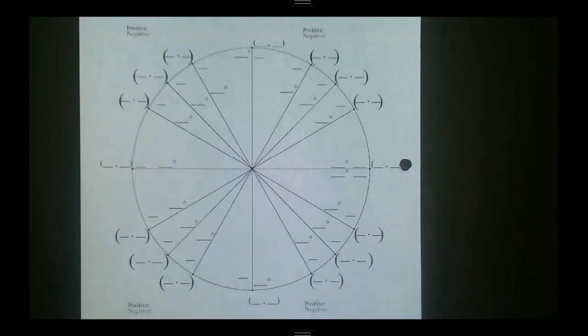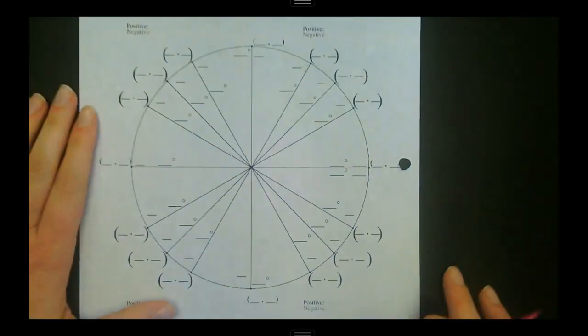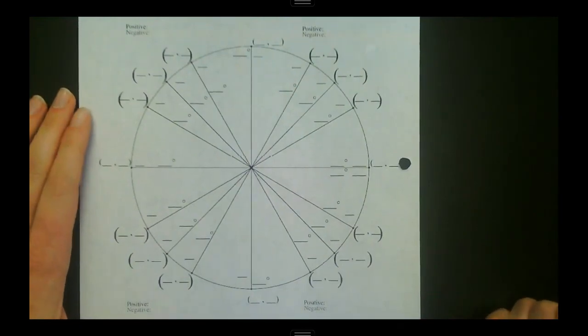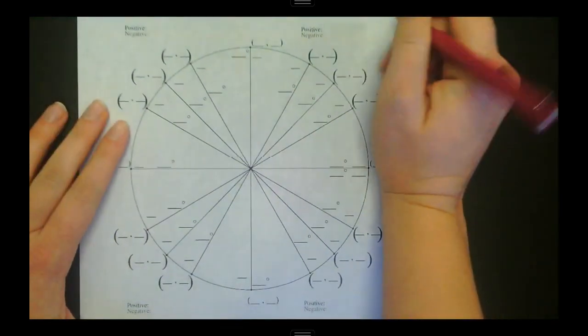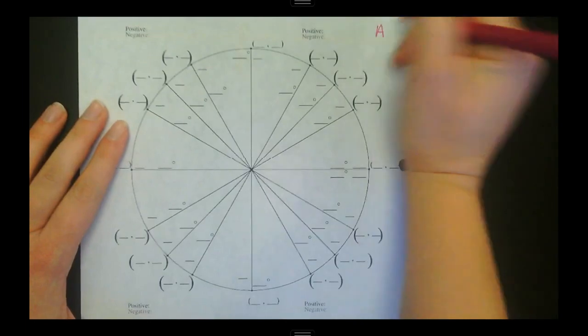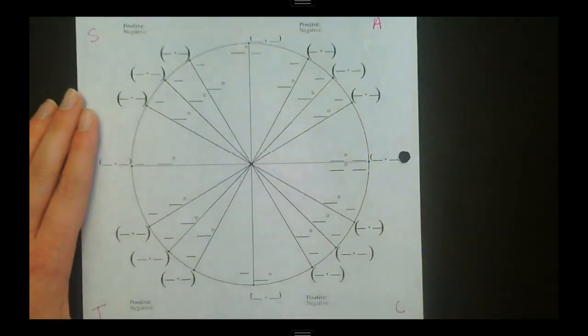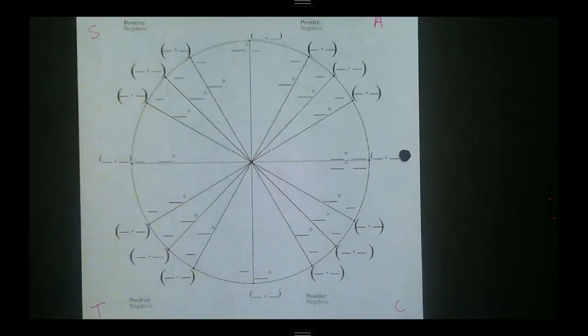So if you need a recap on what we did in class, or if you were absent, this is the video for you to watch. We are going to look at some tricks to replicating the unit circle other than memorizing it. So the first thing is you need to know the all students take calc. That's going to tell you which quadrants are positive and negative for the different trig functions.